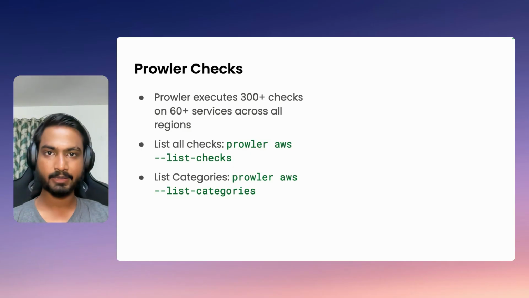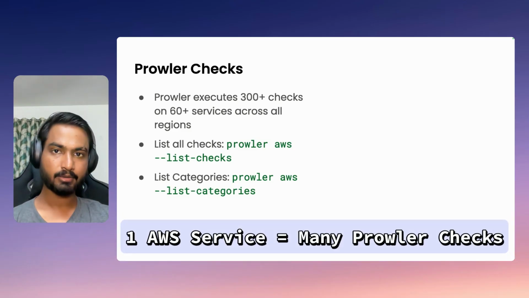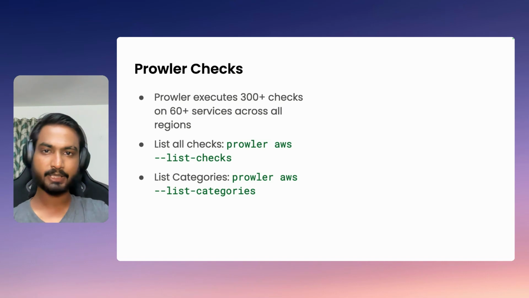There could be one check that says there should be account level block public access permission enabled. There could be another check saying that S3 should not have ACLs enabled. So in a nutshell, one AWS service can have many Prowler checks. Not every check is the same.